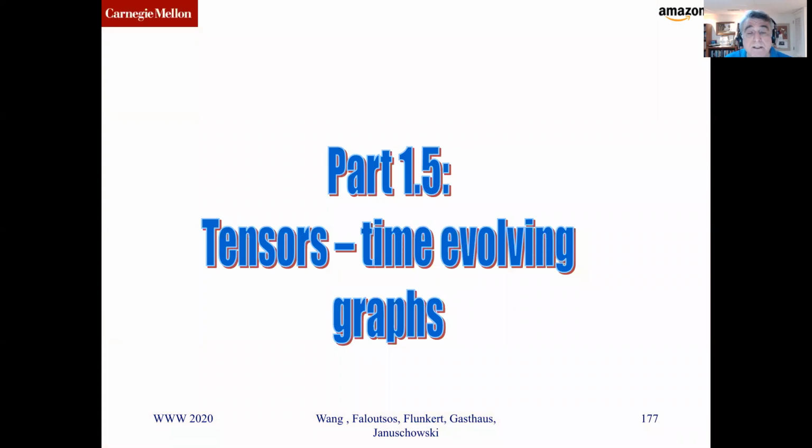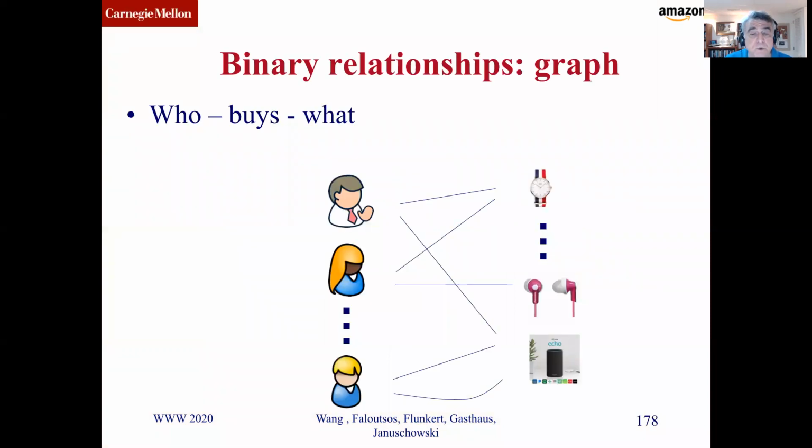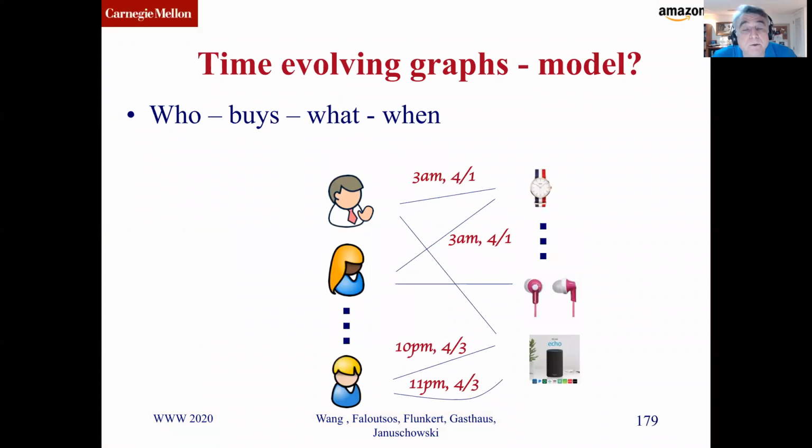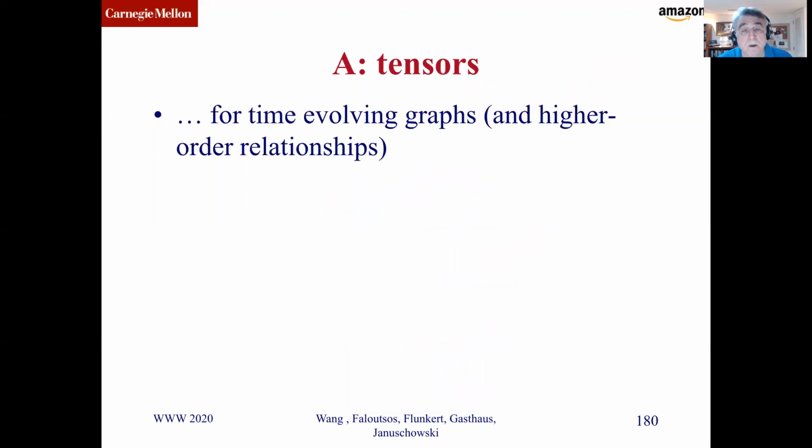So tensors will help us model time-evolving graphs. If we have a graph, who bought what, this can be modeled as a matrix, as a graph. What happens if we have time-evolving graphs? For example, not only do we know who bought what, but we also have the timestamp. And notice that this person, the gentleman with the blonde hair, bought this product 2 times, 10 p.m. and 11 p.m., right? So when we have such a time-evolving graph, what are the models and tools we should use? And the answer is, in that case, tensors are a powerful, well-understood tool.